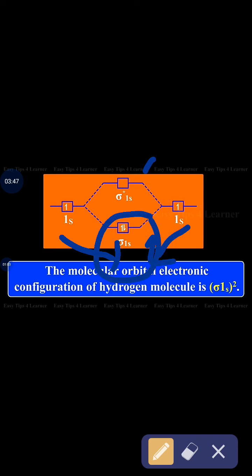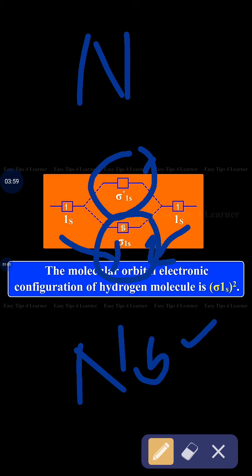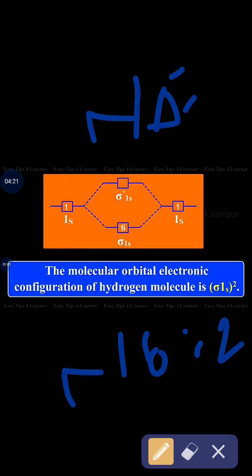So this is called the bonding electron, denoted by Nb. What is Nb? Nb is the number of electrons in sigma 1s, while sigma star 1s is called Na. What is Na? Na means the anti-bonding number of electrons. So here Nb is equal to how much? Number of bonding electrons is equal to 2, while Na is equal to 0.